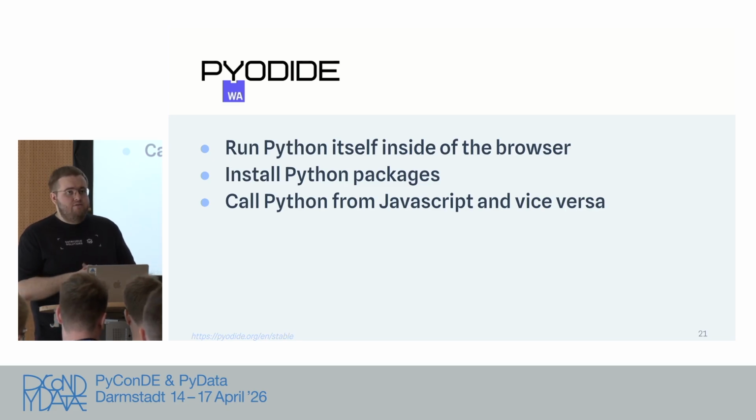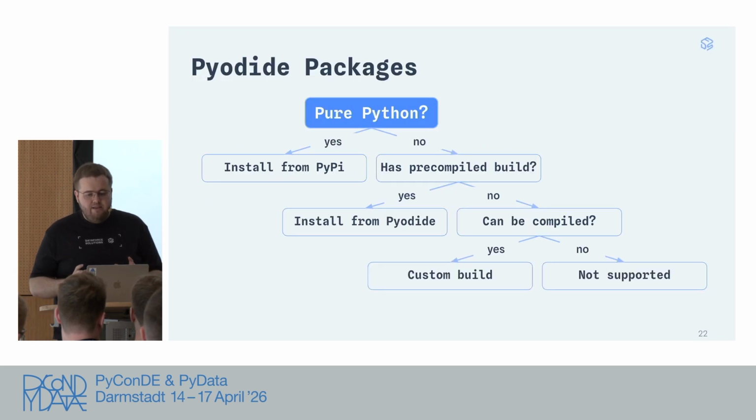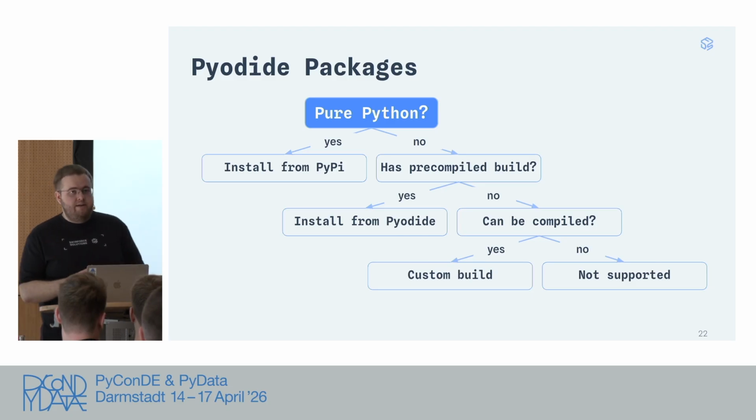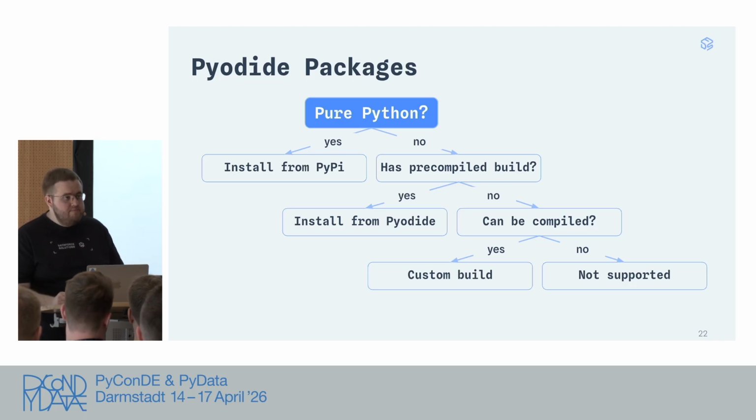I will show how to use Pyodide a bit later, but for now, I would like to focus a bit more on the packages. Basically, if the package doesn't have any non-Python extensions, it can be installed from PyPI right away using a tool called micropip, which you would use more or less the same way you use a normal pip. However, if a package is not pure Python, it gets a bit more tricky, as the extensions have to be built for WebAssembly as well.